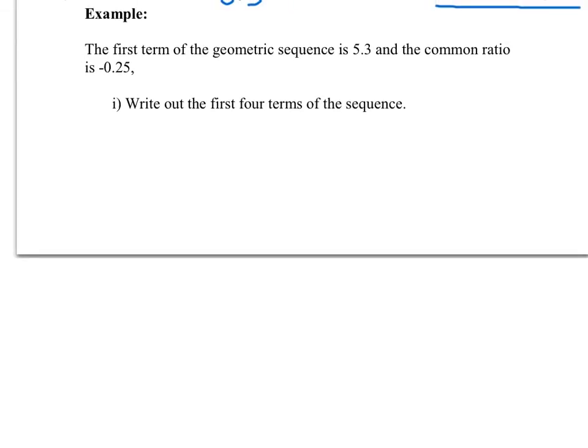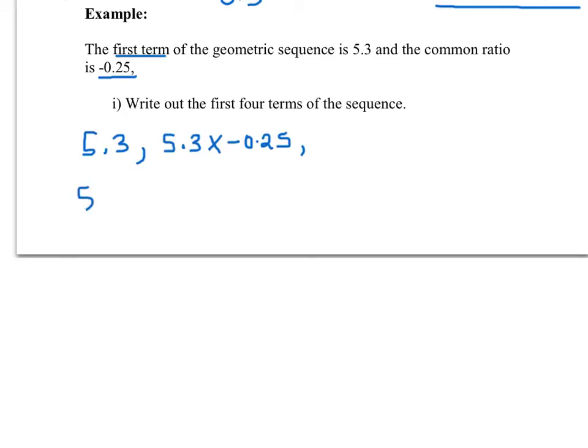The next example says the first term of the geometric sequence is 5.3, and the common ratio is minus 0.25. And what we're asked to do is to write out the first 4 terms of the sequence. Now the first term obviously is very straightforward because we're given that value. The first term of the sequence is 5.3. Now to get the next term of a geometric sequence, we take the previous term and we multiply it by the common ratio. So we take 5.3 and we multiply it by minus 0.25.